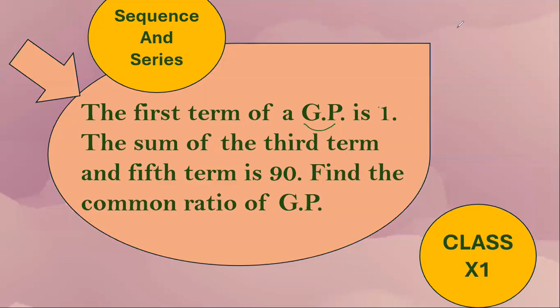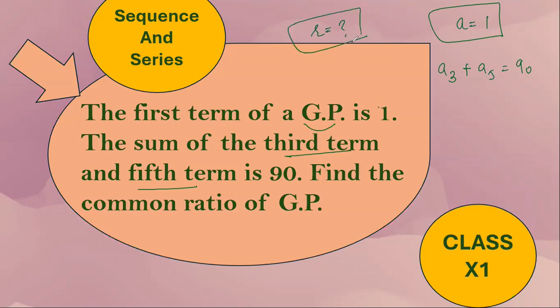1. So we represent the first term by small a, which is equal to 1. Now what they are saying: the sum of the third term, which is A3, sum meaning the addition of the third term and the fifth term. So A3 plus A5 is equal to 90. Now you have to find the common ratio, which we represent by small r. Okay, we have to find r.